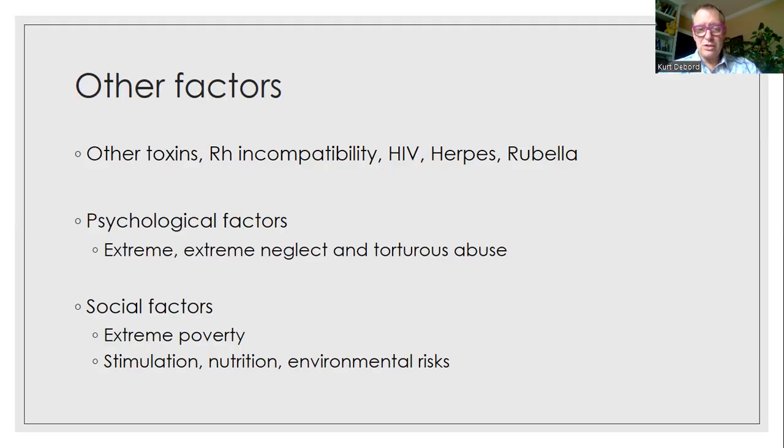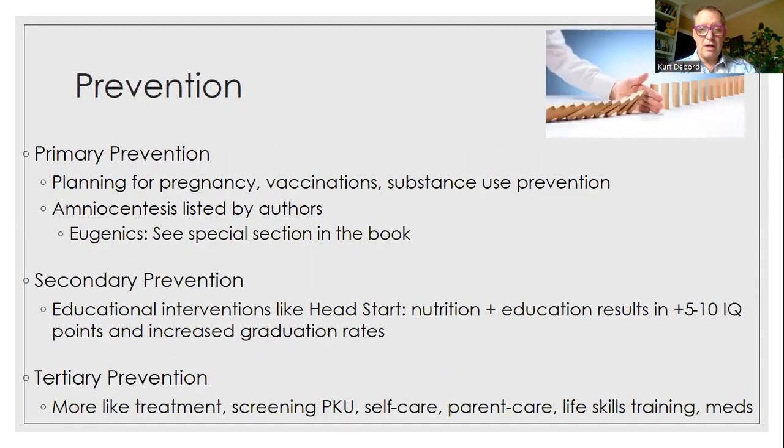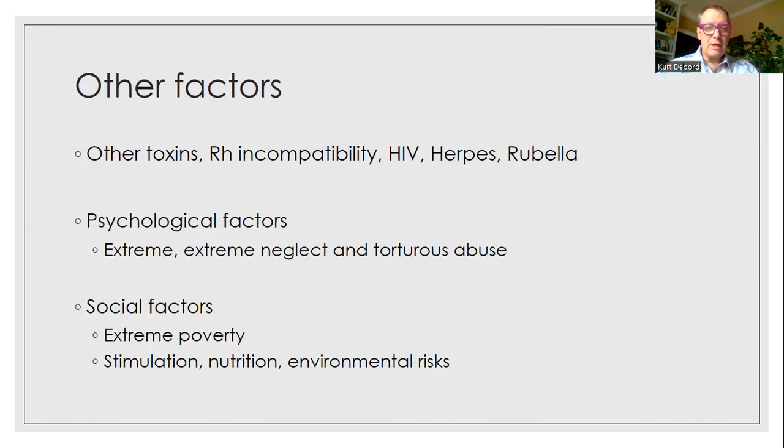HIV can be passed along to a child that's being born. Also herpes, actually. If a woman is having a herpes outbreak during birth, they'll typically do a cesarean section to prevent the child from being exposed to that in the birth canal. And rubella, which is something you can easily get a vaccination against. So that's a preventative thing that can happen.